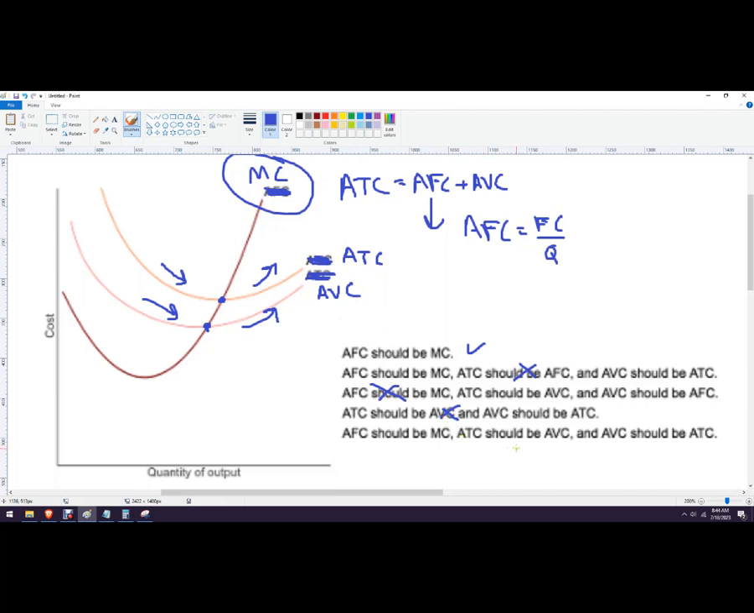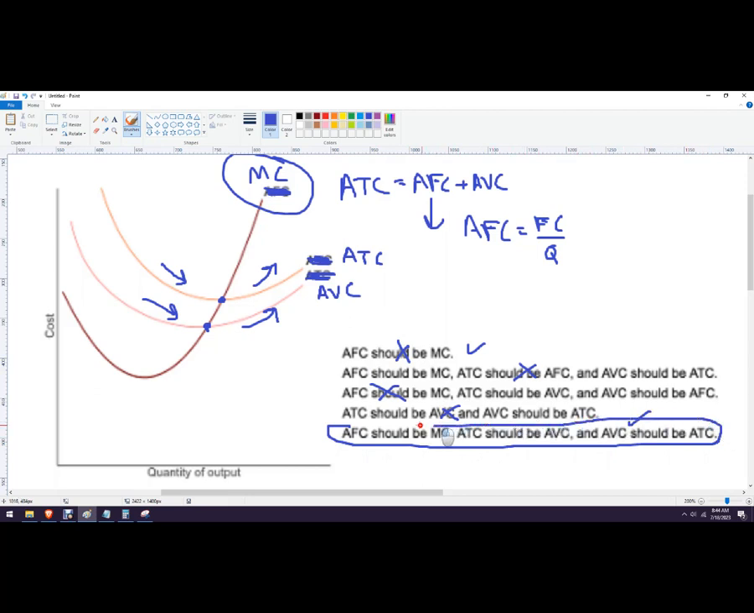And then average fixed cost should be MC, ATC should be that, and we should flip that around. So the way the question is phrased, we want everything, so this can't be the answer either, so it would be this answer. So you really got to know your stuff.